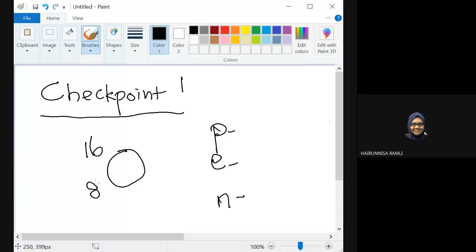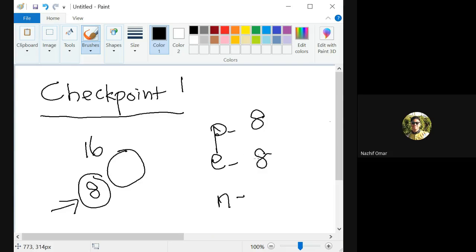So, what is 8 actually? 8 ni apa eh? Proton number. So what is the electron? Find the number of electrons. 8. Because there is no two negative.